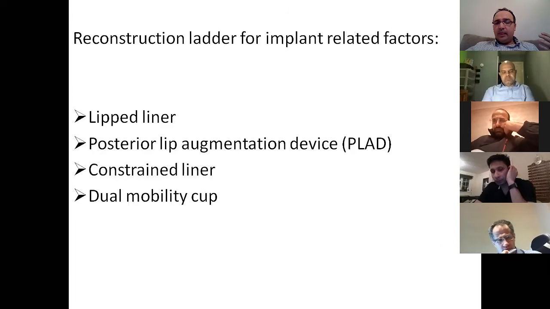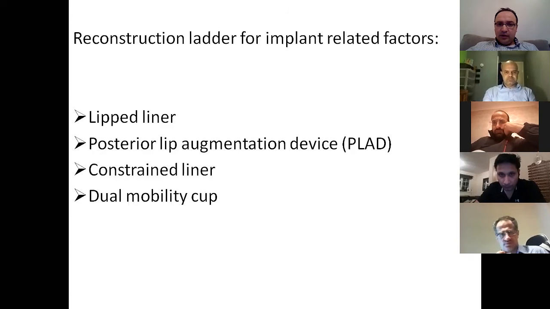So I've put up this reconstruction ladder of reconstructing a dislocated hip replacement for implant-related factors. You start normally with the most simple measure. You could change just the liner, use a lipped liner, which has the raised lip in the direction of the dislocation. That's why it's important to know whether the dislocation was anterior or posterior.